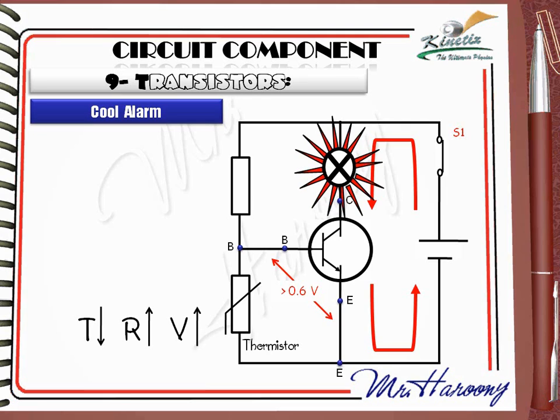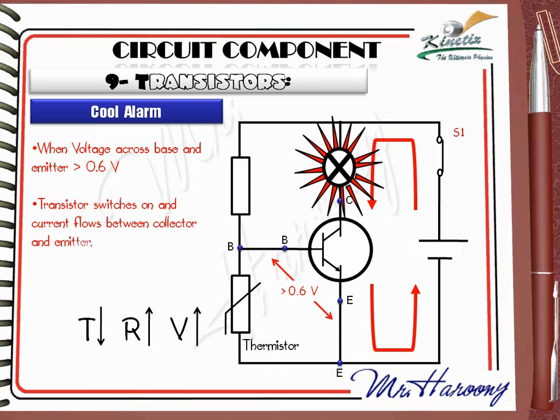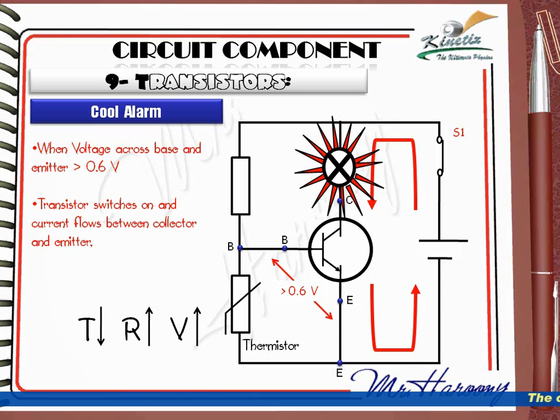will light. If you have a general overview on the circuit, you find that the bulb will light when weather becomes cold, when voltage across base and emitter becomes greater than 0.6 volt. Transistor switches on and current flows between collector and emitter. Lamp lights. Don't go and just wait for 3 more examples. They will make it clearer.